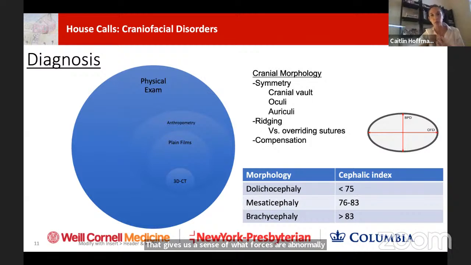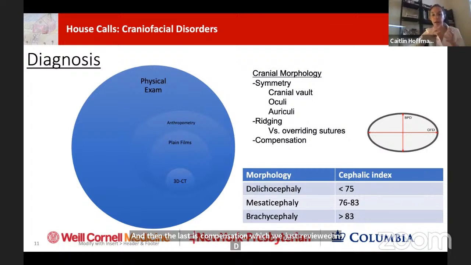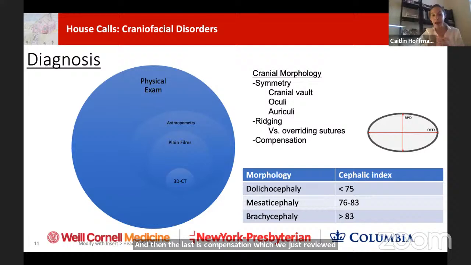The second aspect of morphology is, is there ridging? Sutures that are fused will be very firmly ridged and you can't move them on physical exam. And then the last is compensation, which we just reviewed in detail, indicating is the skull demonstrating growth pathologically along the available sutures into one of these typical shapes, either an elongated scaphocephalic shape, a triangular shape, or that typical flattened forehead with a harlequin line.